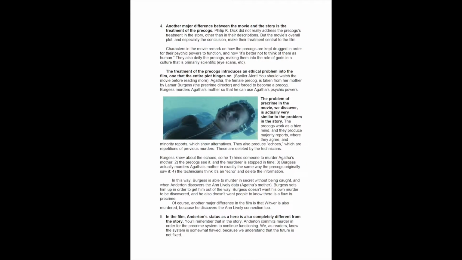Number 4. Another major difference between the movie and the story is the treatment of the precogs. Philip K. Dick did not really address the precogs' treatment in the story, other than in their descriptions. But the movie's overall plot, and especially the conclusion, make their treatment central to the film. Characters in the movie remark on how the precogs are kept drugged in order for their psychic powers to function, and how it's better not to think of them as human. They also deify the precogs, making them into the role of gods in a culture that is primarily scientific. The treatment of the precogs introduces an ethical problem into the film, one that the entire plot hinges on.